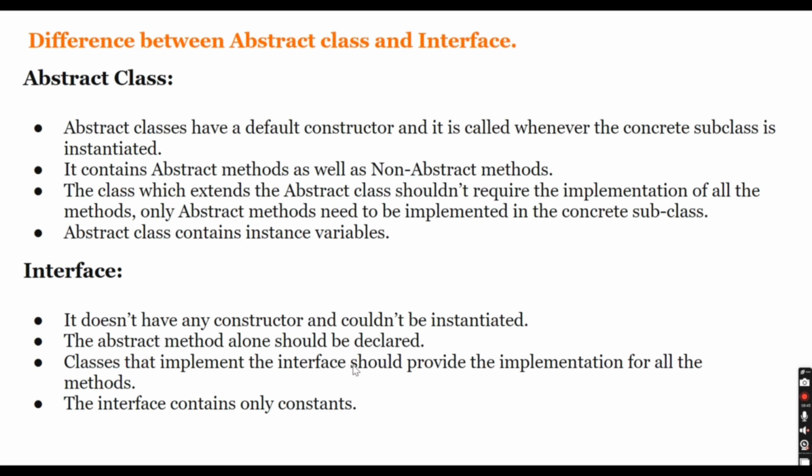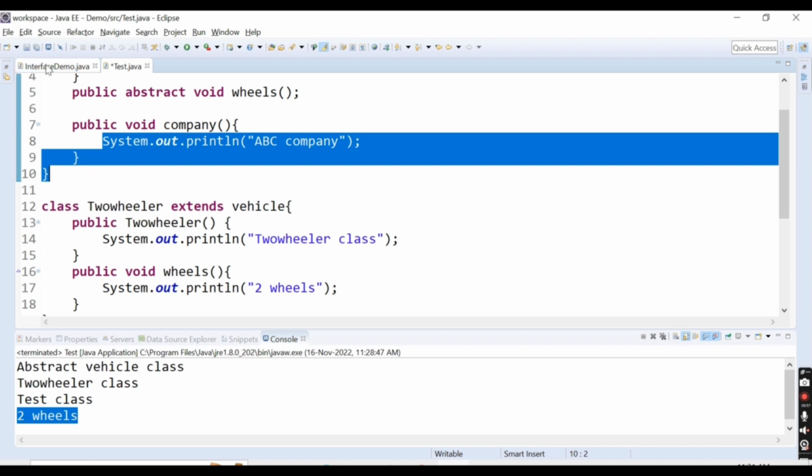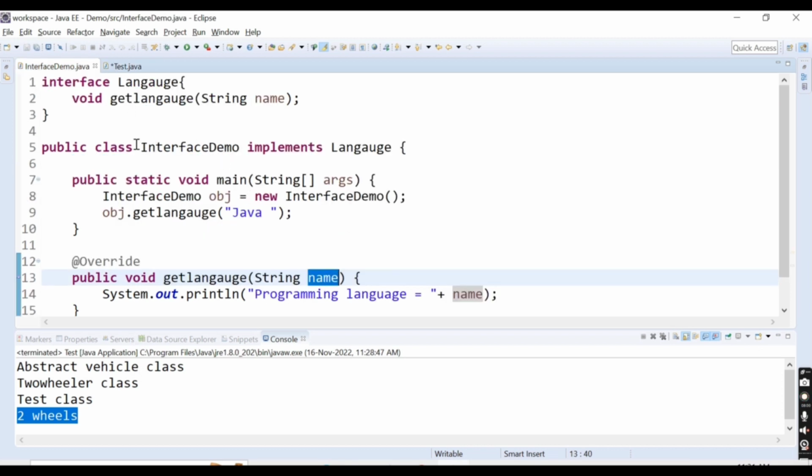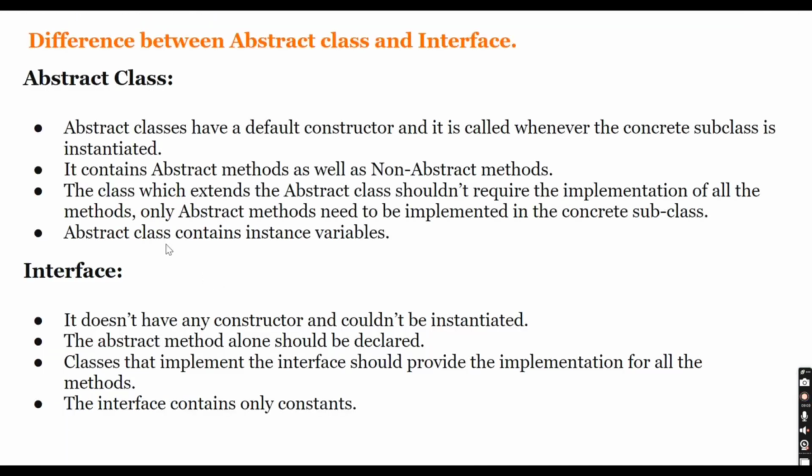But the classes that implement the interface should provide the implementation for all the methods, because all the methods in the interface are abstract. So whenever the interface is being implemented, you need to provide the implementation for all the abstract methods. As you can see here, in the interface language, we have one method, getLanguage. So you need to provide the implementation for that particular method. And the last one is that an abstract class can contain instance variables. Inside the abstract class, you can have instance variables, but the variables inside the interface are only constants. By default, they are public, static, final. So the value of variables declared inside the interface cannot be changed.